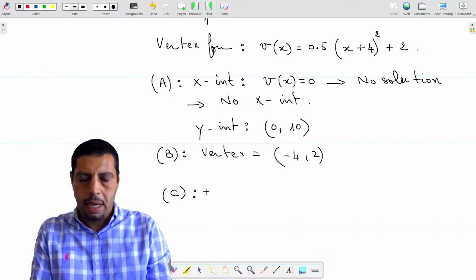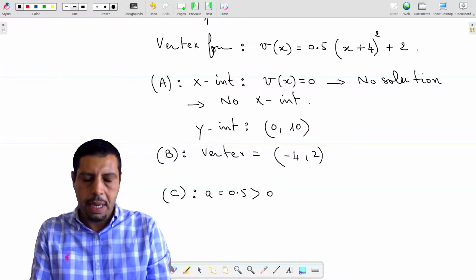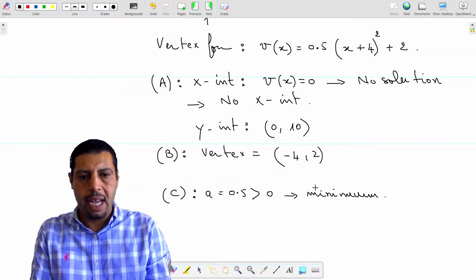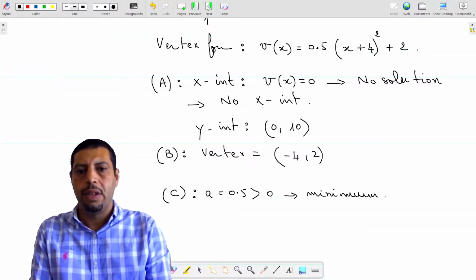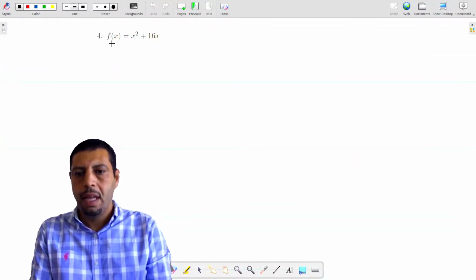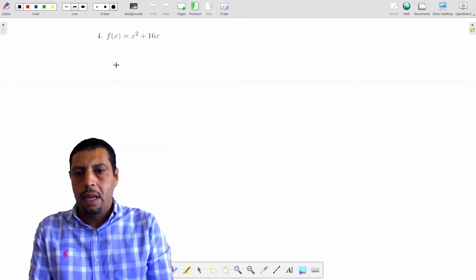And here a is equal to 0.5, so it's positive. And since a is positive, be careful, it represents a minimum, because the parabola will open upward, and when the parabola opens upward, it has a minimum. Now the last one, f of x equals x squared plus 16x, which is also a quadratic function.